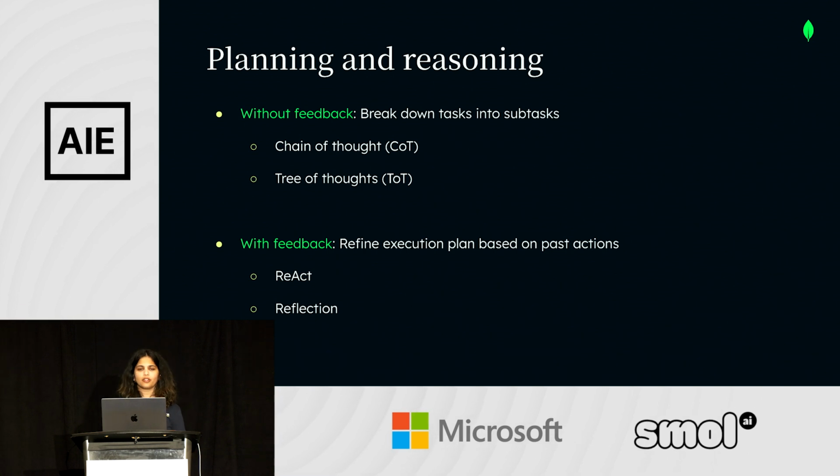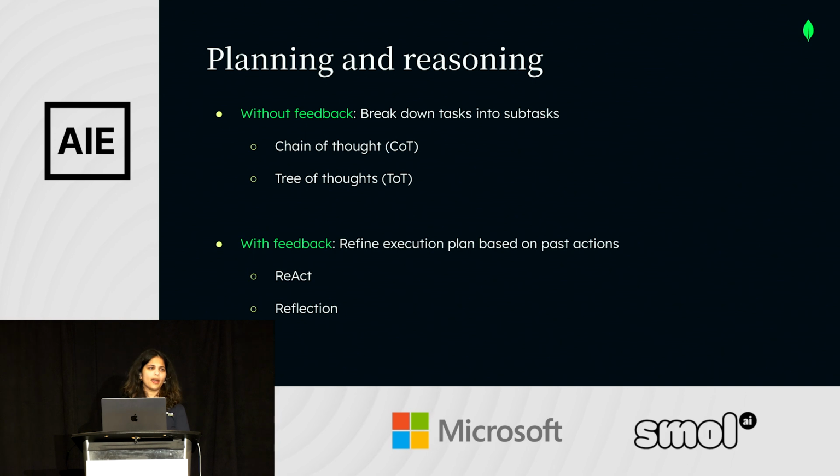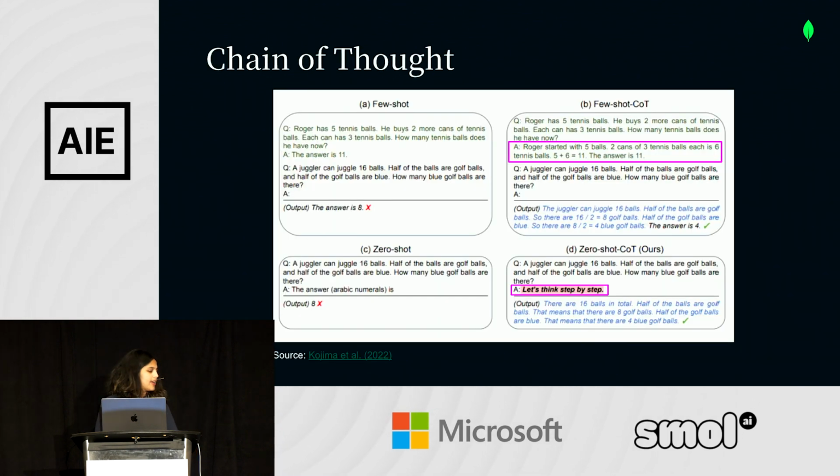Common design patterns for this kind of planning are chain of thought and tree of thoughts. Then there's planning with feedback, where you can prompt the agent to adjust and refine its responses based on tool outcomes, or even ask it to critique and reflect upon its own responses. Common design patterns in this regard are ReAct and reflection, and we'll experiment with some of these in today's workshop. So let's first understand chain of thought.